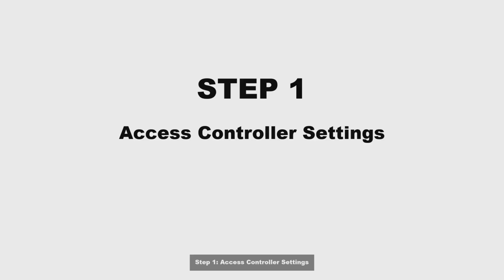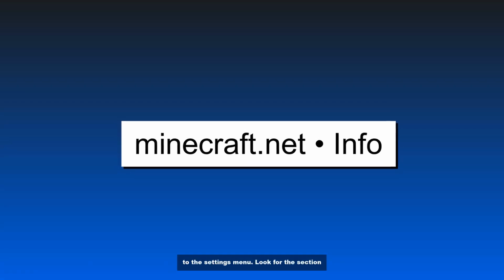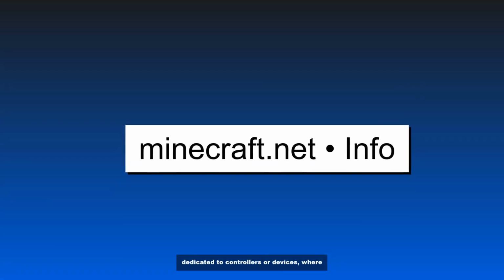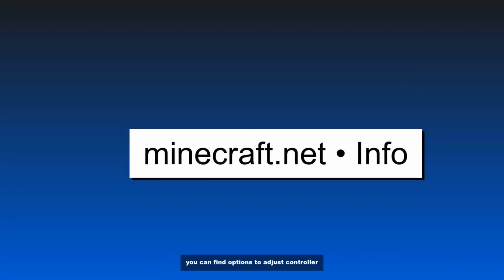Step 1. Access controller settings. Open your gaming console or PC and navigate to the settings menu. Look for the section dedicated to controllers or devices, where you can find options to adjust controller settings.